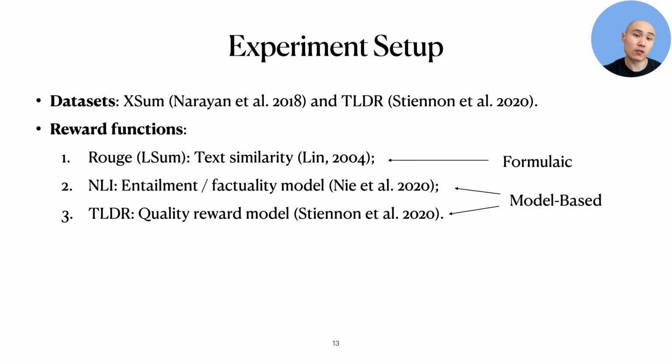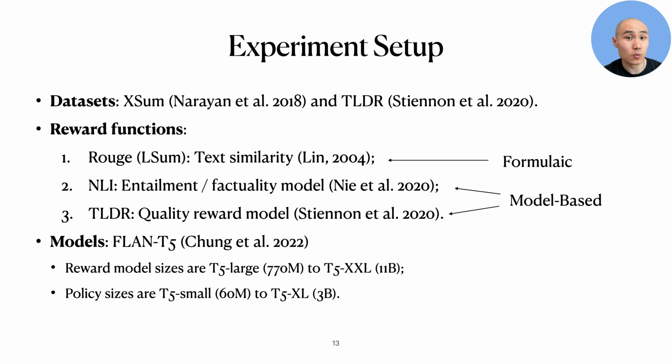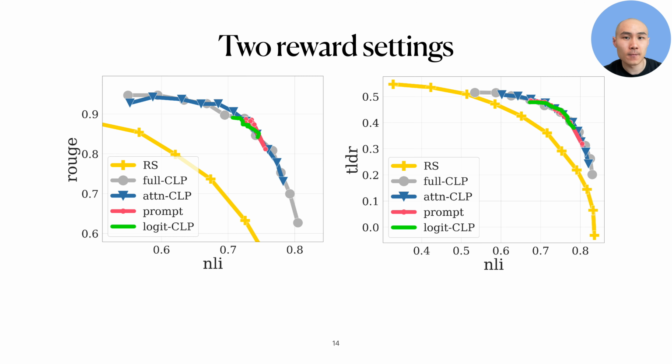And if you recall from before, NLI is pretty much just the factuality model that encourages shorter responses, and TLDR is a quality model that encourages longer responses. As for which models we use, Flan-T5 with sizes shown on the screen. First, let's consider a 2 reward setting where we pick 2 out of the 3 rewards and plot Pareto curves that illustrate both Pareto dominance and steerability.